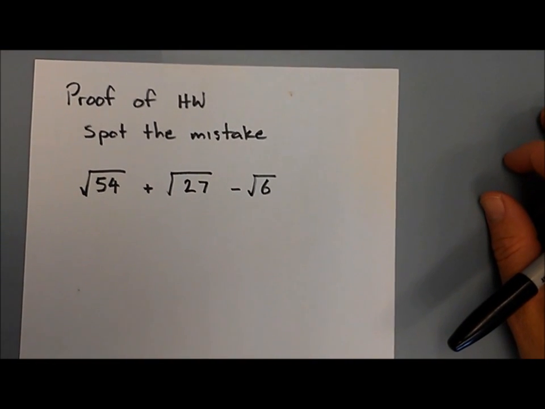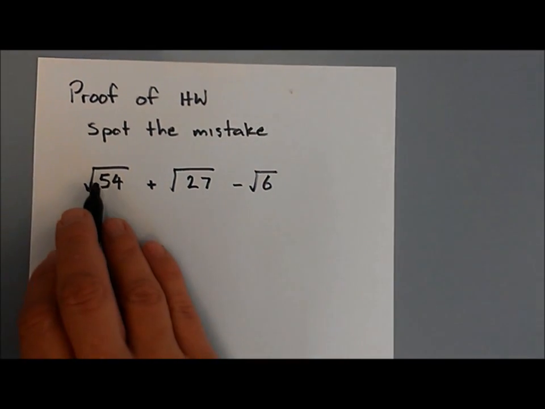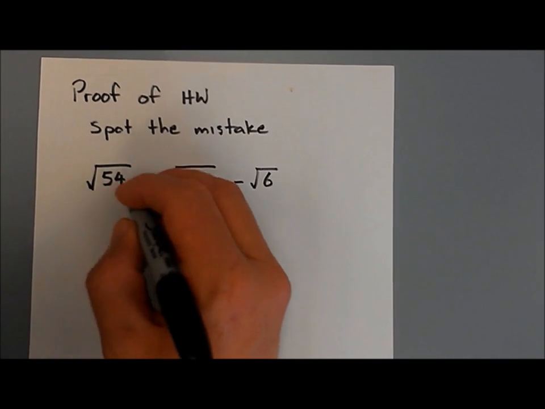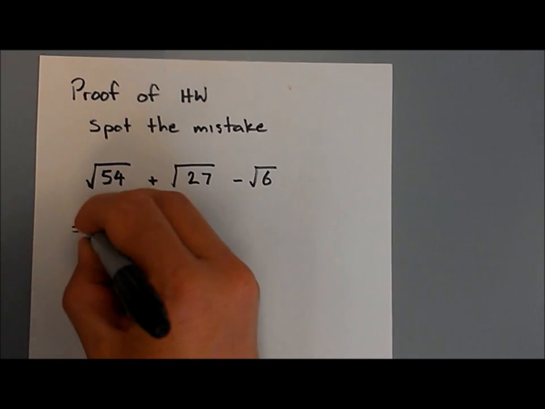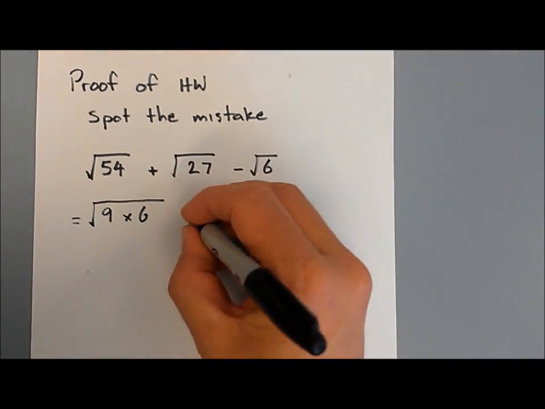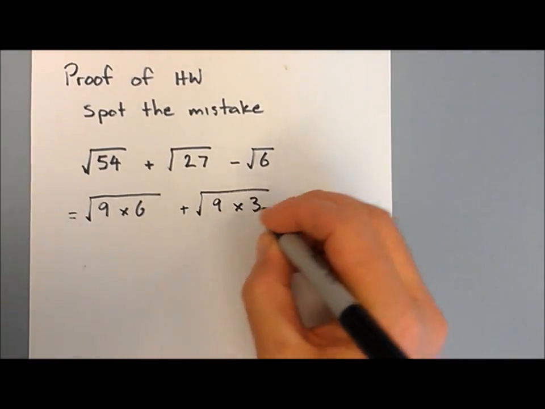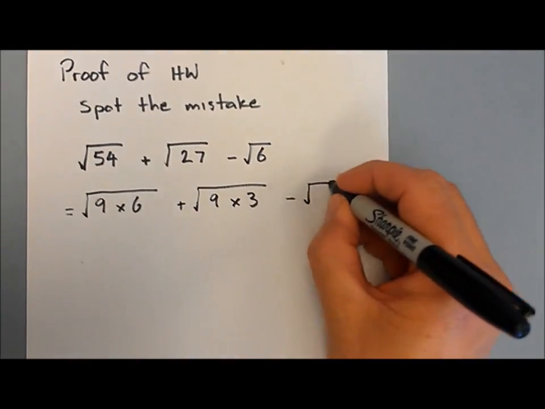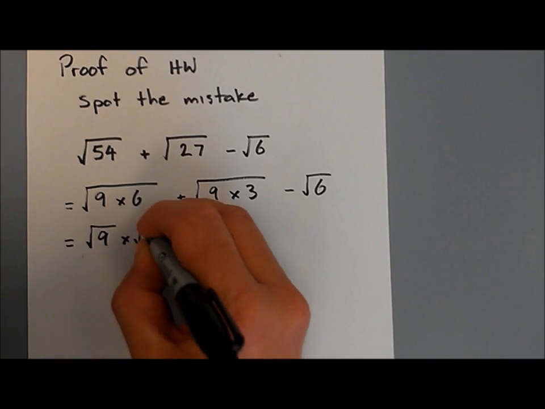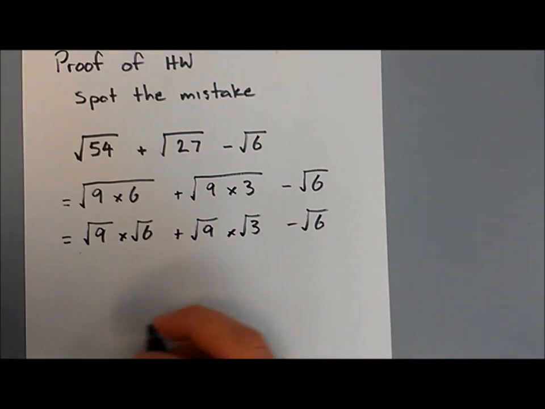Okay, as your proof of homework, I want you to spot the mistake in the working out I'm about to do. I've got 3 surds, none of them look alike, so I'm going to check quickly if I can simplify them. Square root of 54, looking for a perfect square that goes into 54, I'd be thinking of my factors of 54, 9 times 6. Square root of 27, looking for the perfect square that goes into 27, 9 times 3. 9 is a perfect square, goes into both of them, minus root 6. I keep my simplification going. I say it's the square root of 9 times the square root of 6, plus the square root of 9 times the square root of 3, minus the square root of 6.